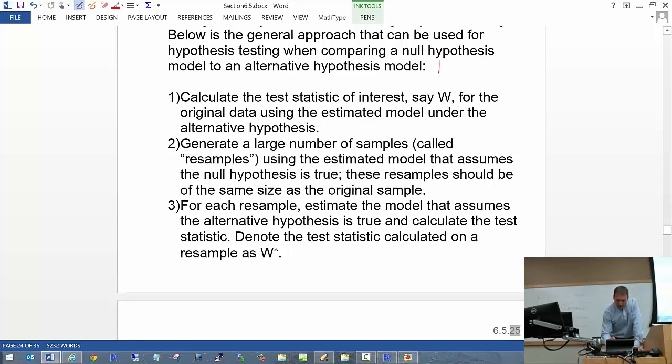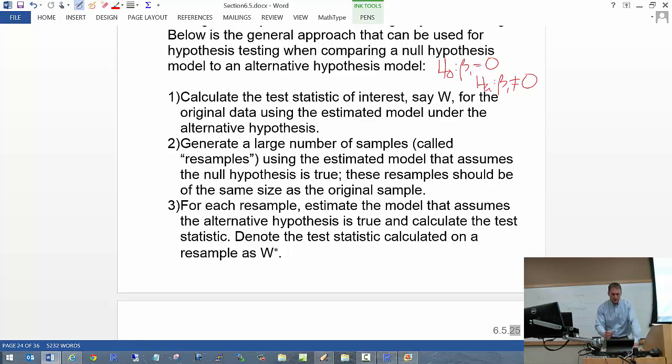Let's say I want to test the following. So we're going to talk about hypothesis tests, and then we'll talk about confidence intervals later. With respect to the place-kicking data set, beta 1 was the slope on the distance variable. I want to test, is it equal to 0 or not equal to 0? So number 1 here says calculate the test statistic of interest for this. So what could I calculate?